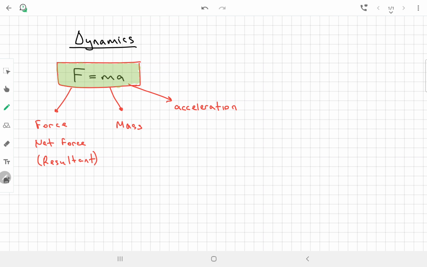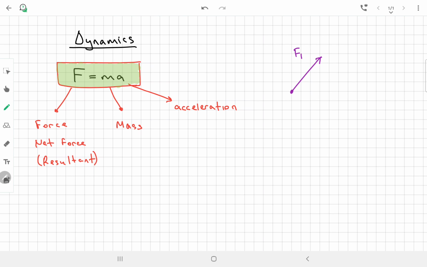Now, F equal to ma, force equal to mass times acceleration, and we said force here should be resultant force or net force. Let me give you a quick example. Let's say we have a small body and we have two forces acting on this body.